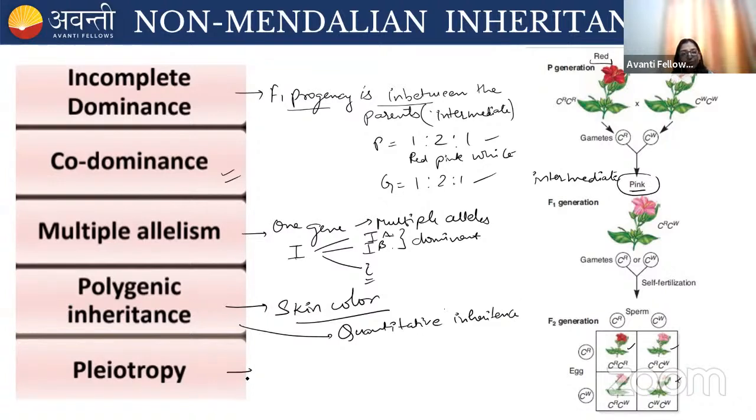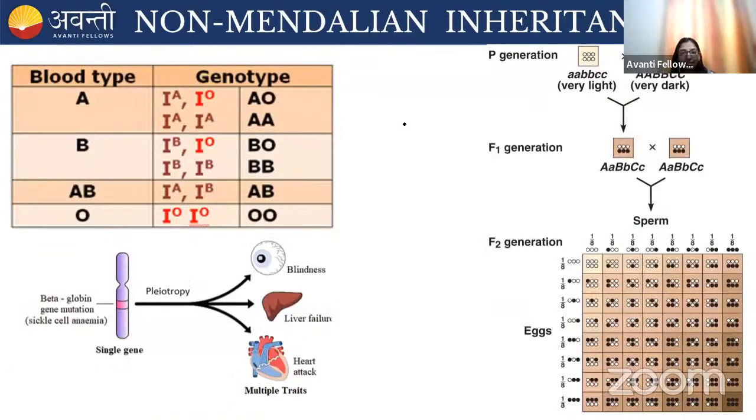Next one is pleiotropy. Pleiotropy: when one gene controls many traits, then it is known as pleiotropy. Example, phenylketonuria. Okay, example of pleiotropy. Or sickle cell anemia is also an example of pleiotropy. As you can see in this image, this ABO blood group is an example of multiple allelism. This ABO blood group shows multiple allelism. Along with that, it also shows codominance.